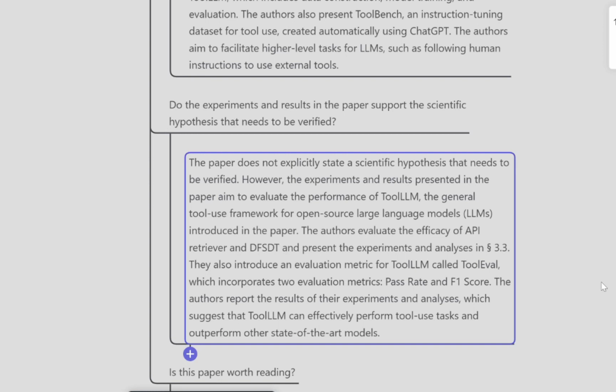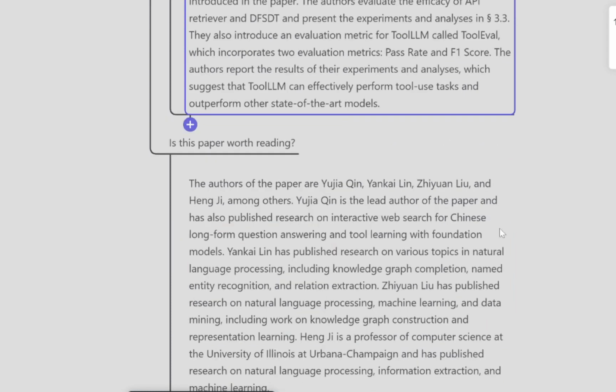The authors evaluate the efficacy of API Retriever and DFSDT and present the experiments and analyses in section 3.3. They also introduce an evaluation metric for ToolLLM called ToolEval, which incorporates two evaluation metrics, pass rate and F1 score. The authors report the results of their experiments and analyses, which suggest that ToolLLM can effectively perform tool use tasks and outperform other state-of-the-art models.